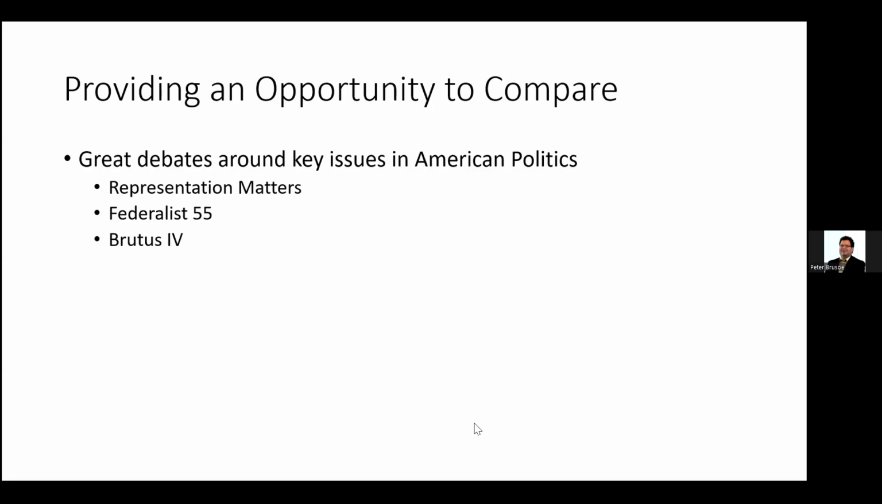So let's take Federalist number 55. For those who may not be familiar with it, Federalist 55 talks about the composition of the new legislative branch, right? How are we going to make sure representation is large enough? Brutus 4, the anti-Federalist paper, says this new government is way too big. There's going to be no representation of the people.